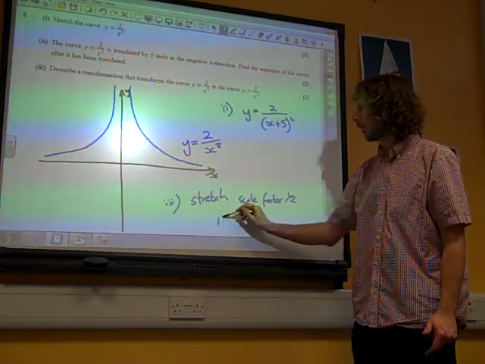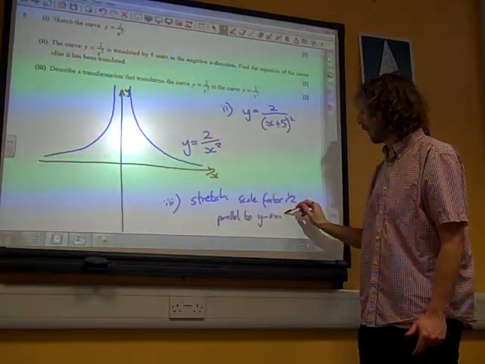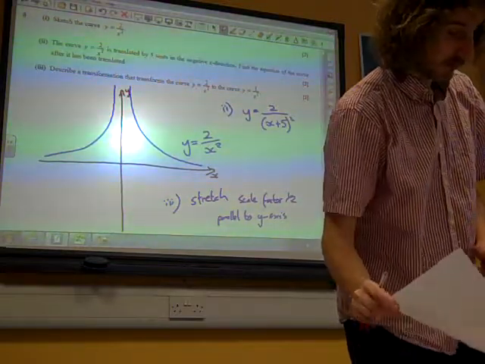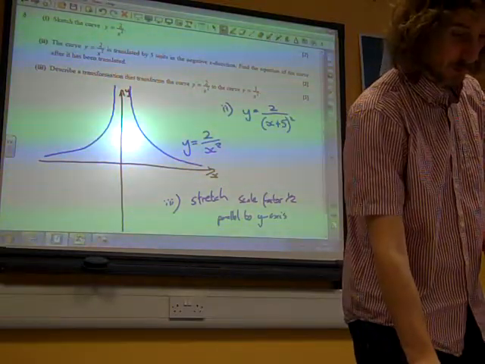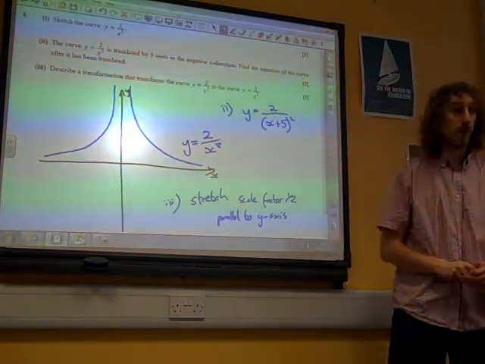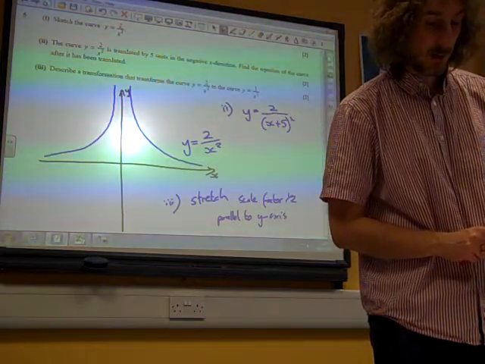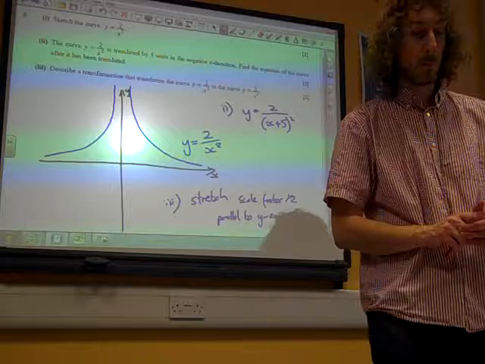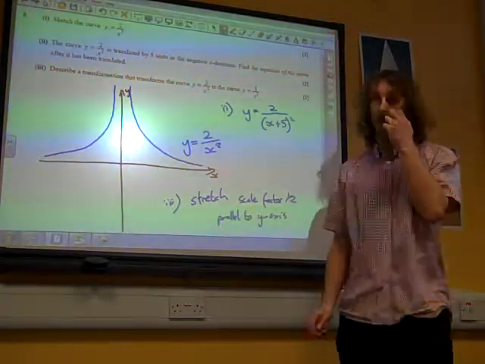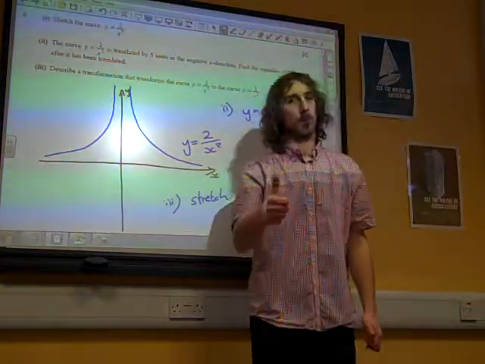parallel to the y-axis. That is what we want for our answer. That's the best way of writing it, probably. You could also have got the right answer by saying a stretch scale factor 1 over root 2 parallel to the x-axis, because that would produce the same effect, but I don't think anybody tried that. Okay, good work.